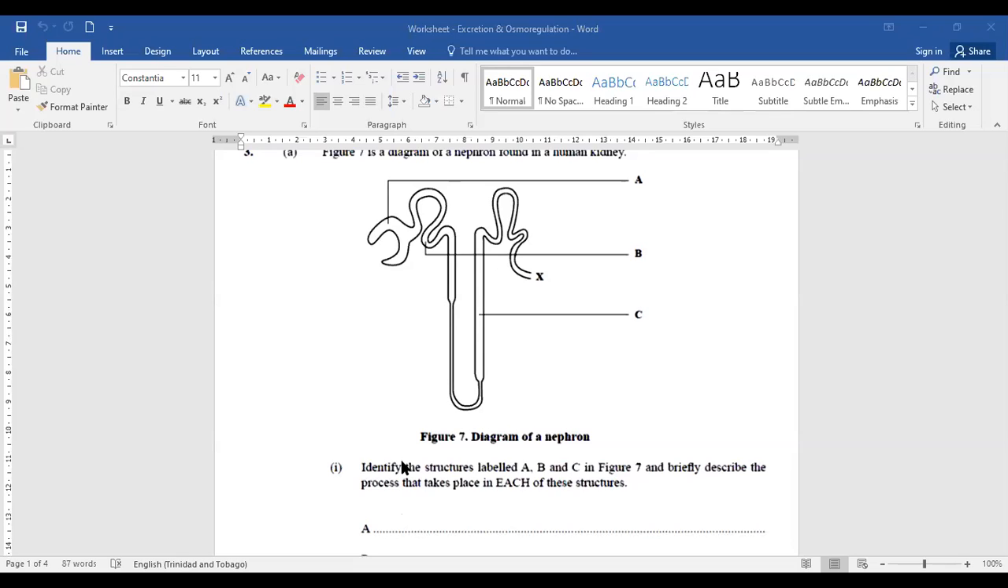I was reading through, I got your homework by the way for coordination, and also saw the one for this too. So yeah, part A is the Bowman's capsule. So somebody else tell me, what is it that takes place in the Bowman's capsule? How is it relevant to the whole process?